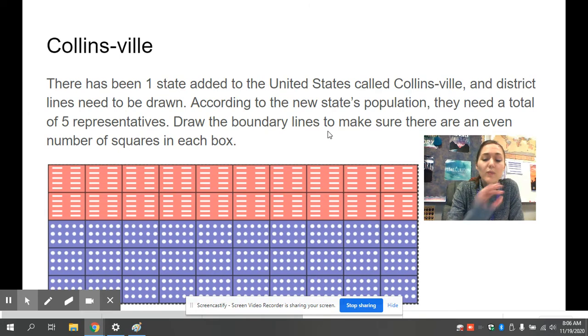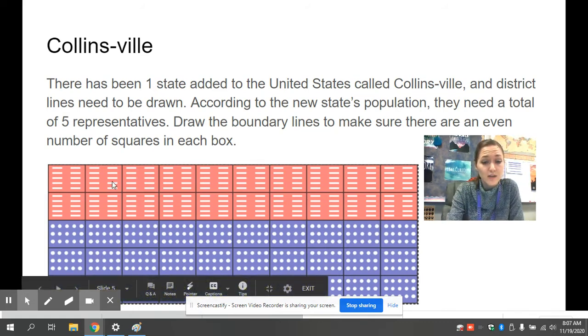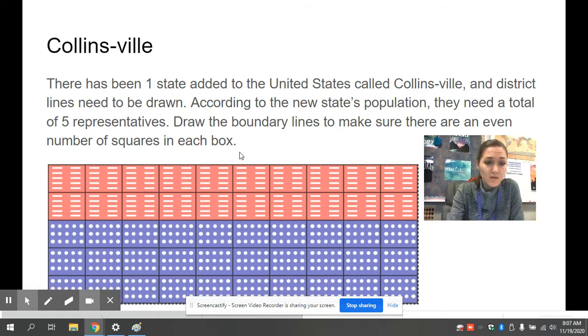All right, so now that we're a state, we need to go ahead and draw our district lines, so that way we have members in the House of Representatives for our state. And we're going to say that according to our state's population, we need a total of 5 districts. Okay, so we have 5 total districts with 50 total people. If we do the math, that means we have 10 people we need to include in each district. Remember that each district should be an equal amount of population size.